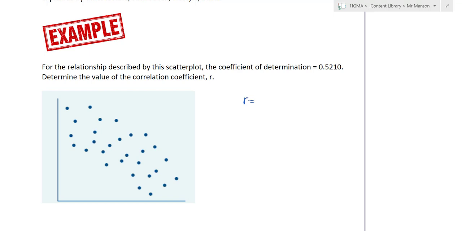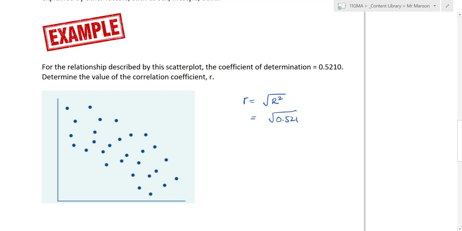I'm going to say it's the square root of R squared. So the correlation coefficient is the square root of the coefficient of determination. So in this case, it's the square root of 0.521. Get about the 0 on the end. And that's 0.7218, our R value.